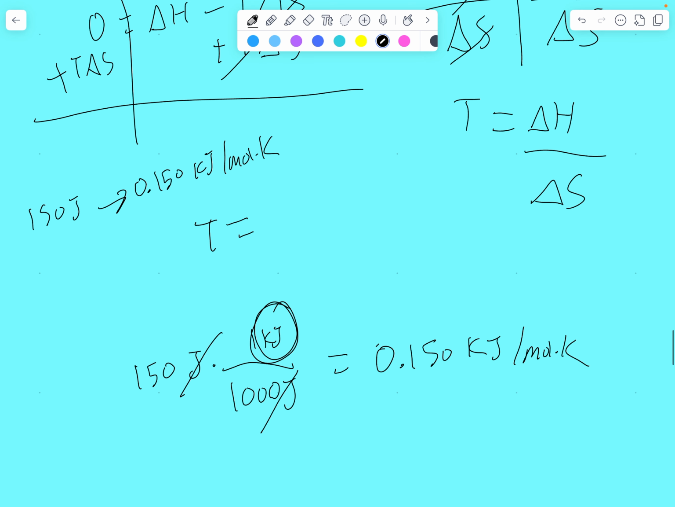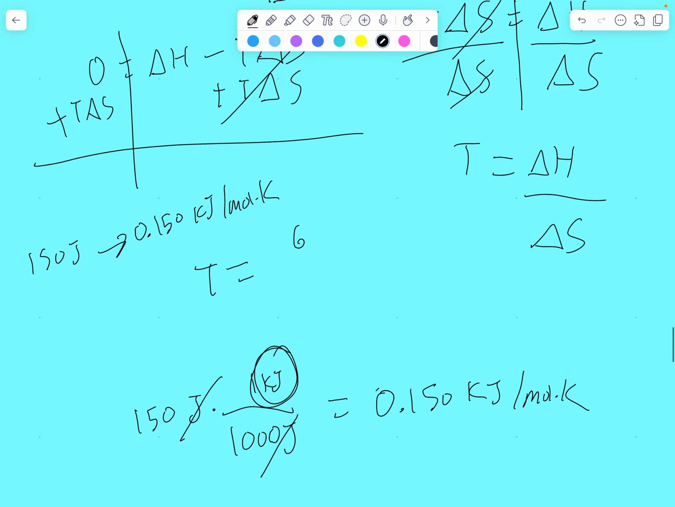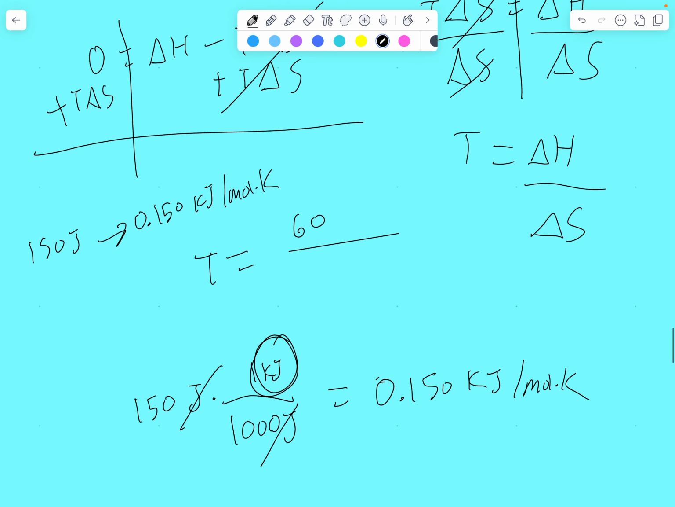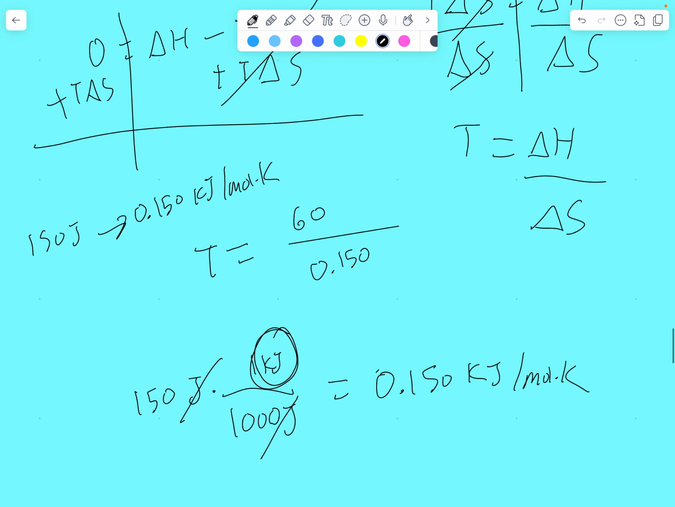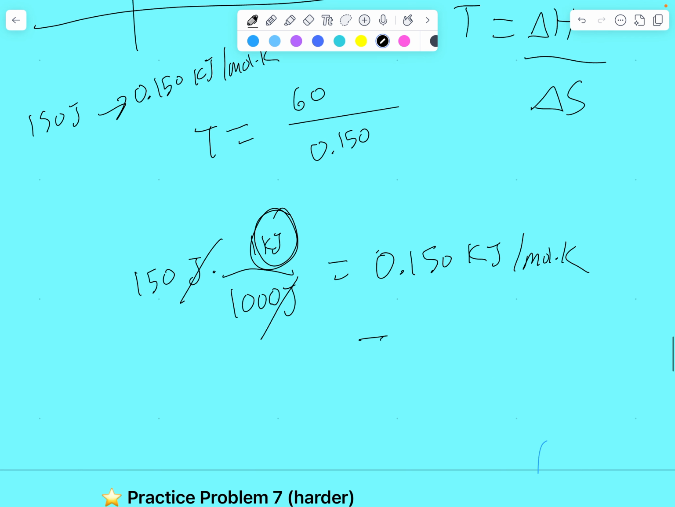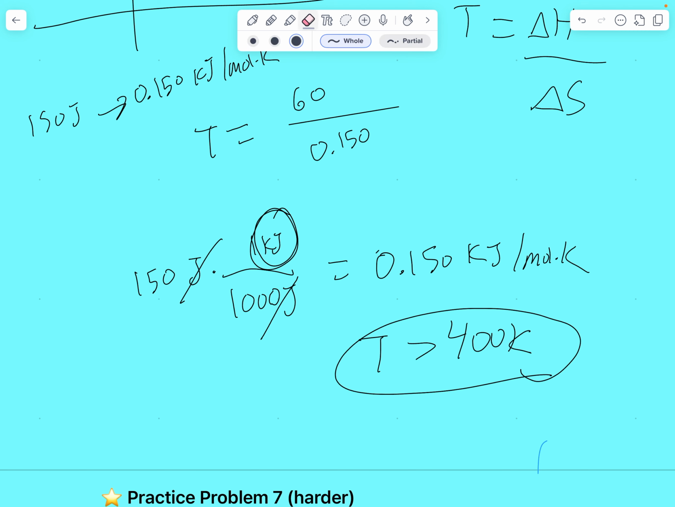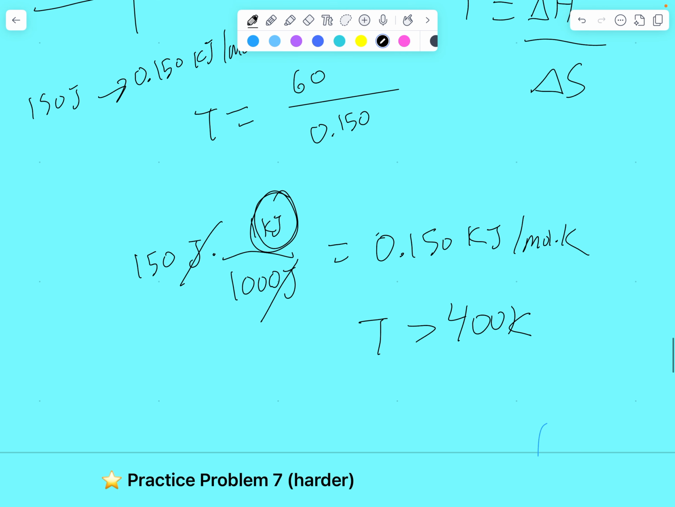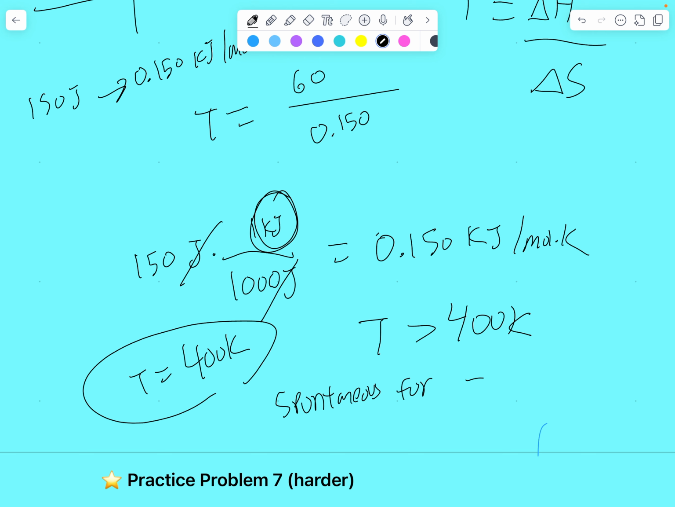So now you have 60 divided by 0.150. It becomes spontaneous when temperature is greater than 400 Kelvin. So the threshold T equals 400 Kelvin. It has to be greater than 400. It becomes spontaneous when T is greater than 400, but the threshold T, again, is 400 Kelvin. Bam, one answer. And it's spontaneous for T greater than 400 Kelvin.